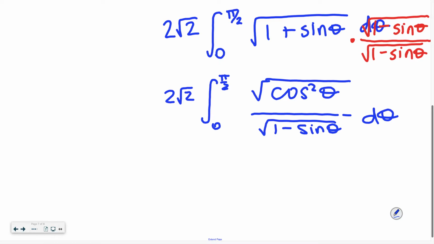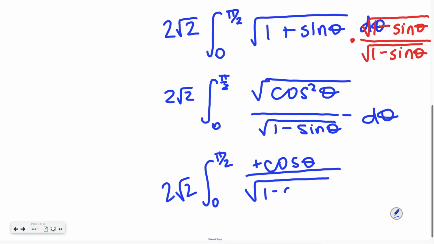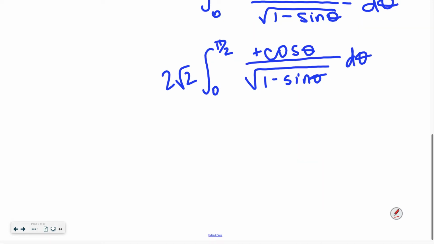But luckily, where are our limits of integration? They're from 0 to pi over 2. That's the first quadrant, correct? So since we're going from 0 to pi over 2, it is legitimate for us to call this a positive cosine of theta. If you did pi over 2 to pi, it'd be negative cosine? Correct. Now we have something that's set up very nicely for u substitution.